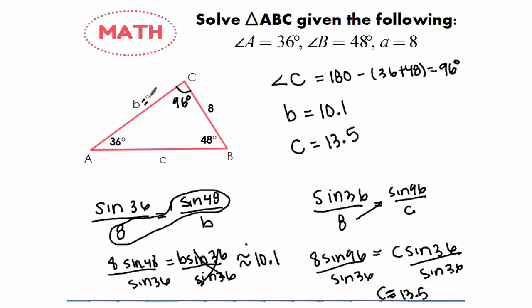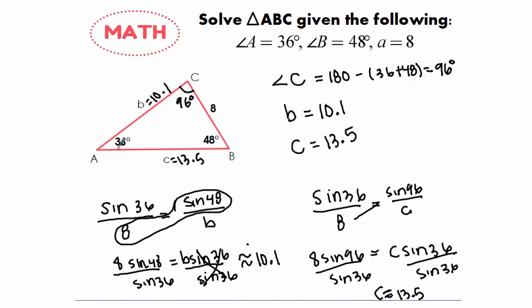So I'm going to fill that in on my triangle. B is going to be 10.1, C is going to be 13.5. The reason I'm filling it in is so now I can check to make sure that it actually makes sense. So I'm going to make sure my angles and side lengths make sense. 36 is my smallest angle, so it should go with my smallest side, which it does. 48 is my middle angle, so it should go with my middle length side, which it does. And then 96 is my largest angle, so it should go with my largest side length, which it also does. So that's just a quick check to make sure you did everything correctly, and that's how you apply law of sines.